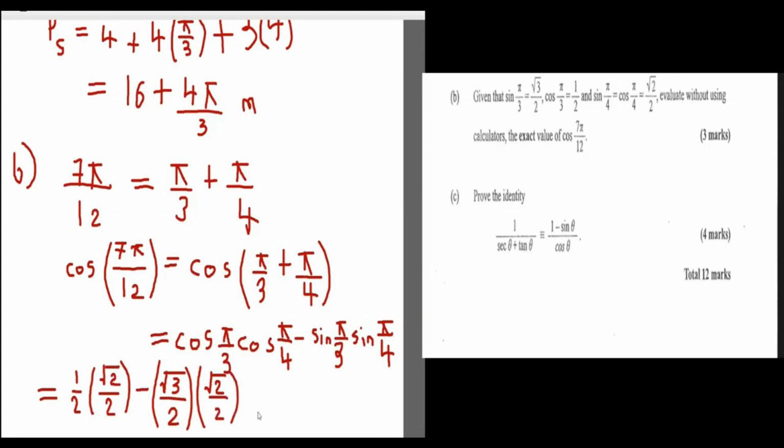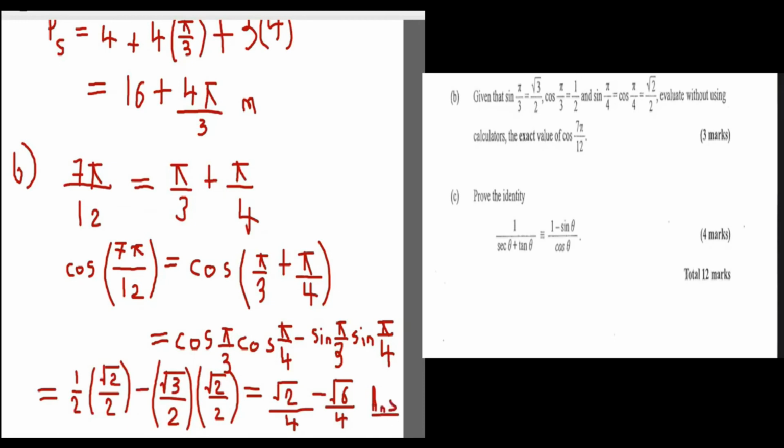Now, how are we going to finish working this out? We just have to say a half times root 2 over 2. 1 times root 2 is root 2, and 2 times 2 is 4. So we get root 2 over 4 minus root 3 times root 2, which is root 6, over 4. So that's the answer: root 2 over 4 minus root 6 over 4. Nice and easy.